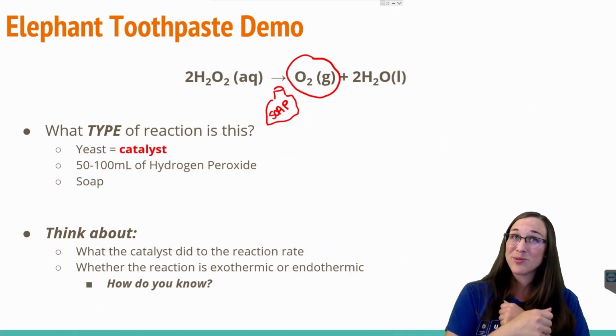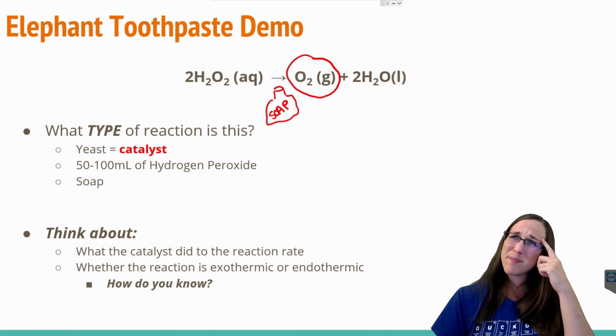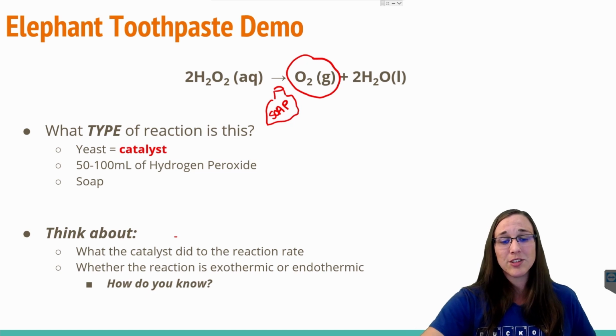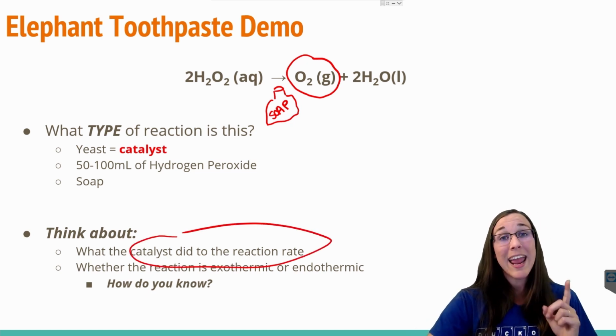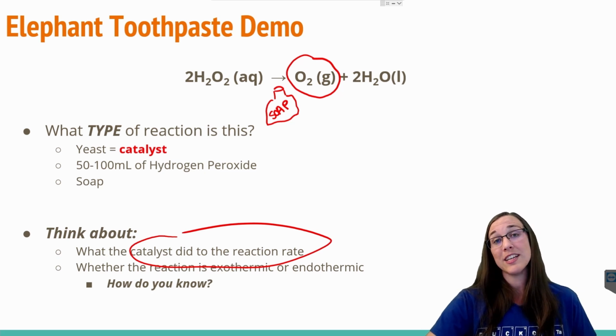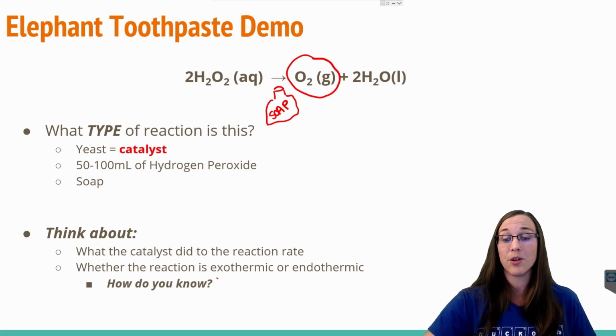So as I show you this reaction demo, I want you to think about what the catalyst is doing to the reaction rate of the decomposition of hydrogen peroxide and whether or not this reaction is exothermic or endothermic based on your observations. Let's check it out.